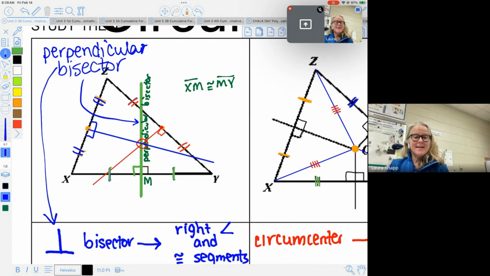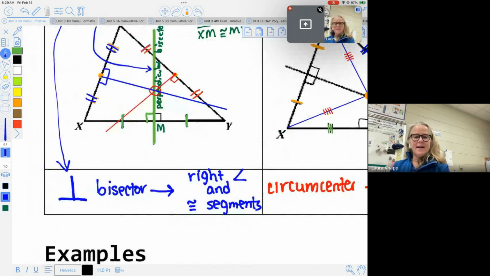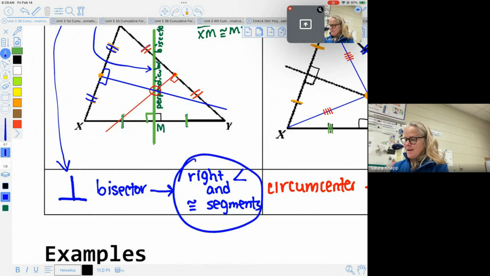Look where the tick marks match around the outside. That is different. It's not a match around the corner. It's a match along the same side each time. Okay, so write this down: perpendicular bisector, right angle gives you also congruent segments.